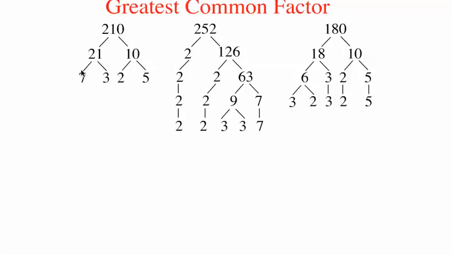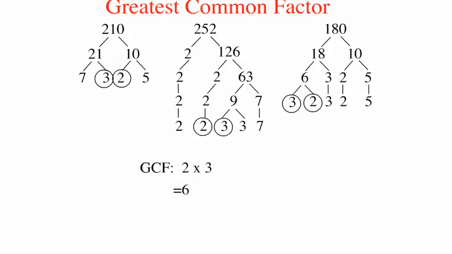Is there a 7 common? No. Is there a 3 common? You betcha. So circle the common 3's. Is there a 2 common? Circle those. Is there a 5 common? No, thanks for playing. That's it. We've reached the end of 210, and only 3 and 2 are common. So the GCF is going to be 3 times 2, or 2 times 3, which is 6, and that's it.